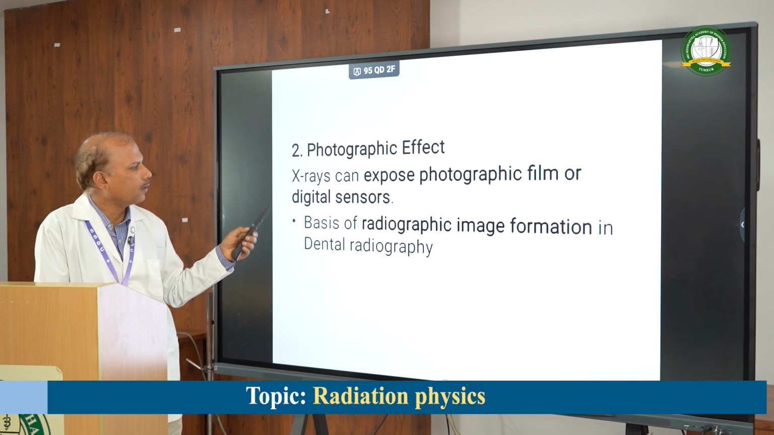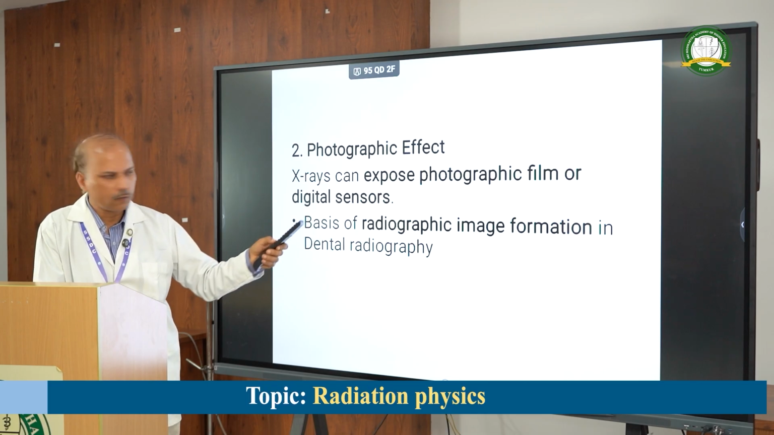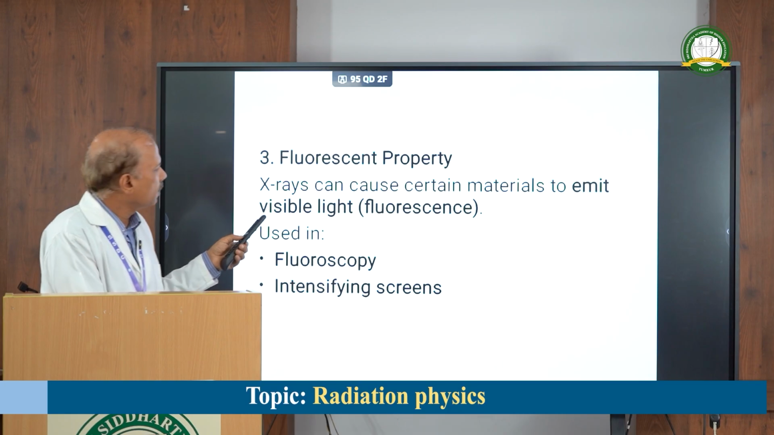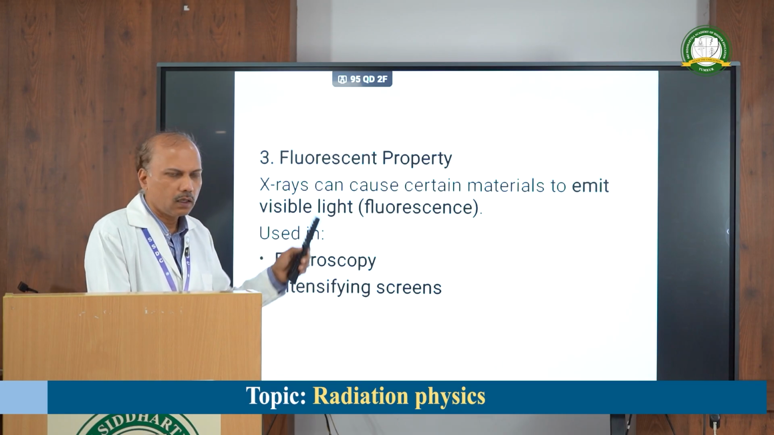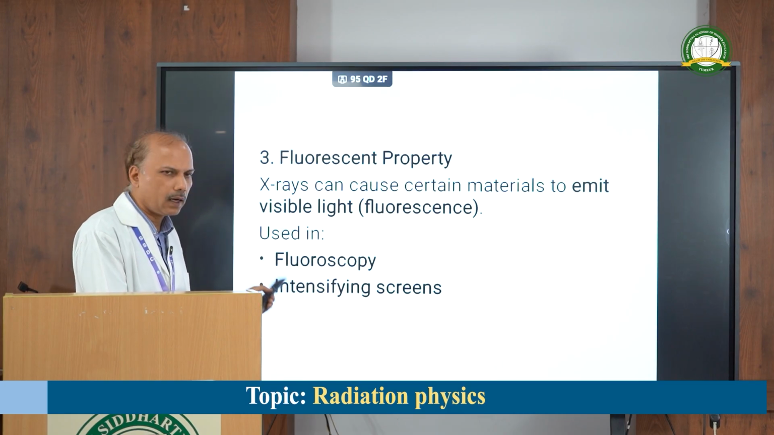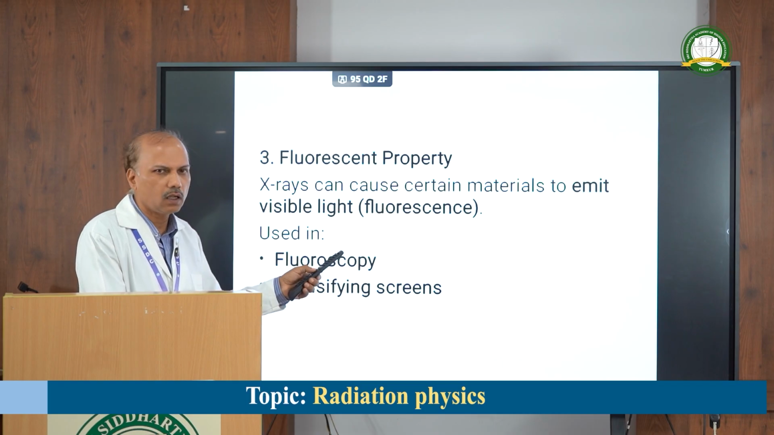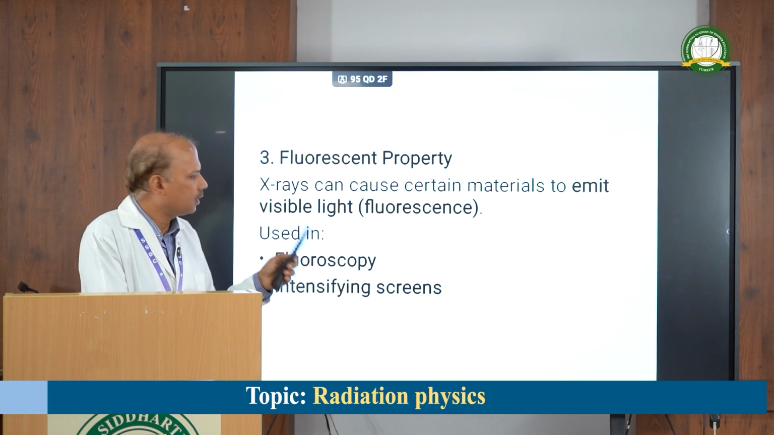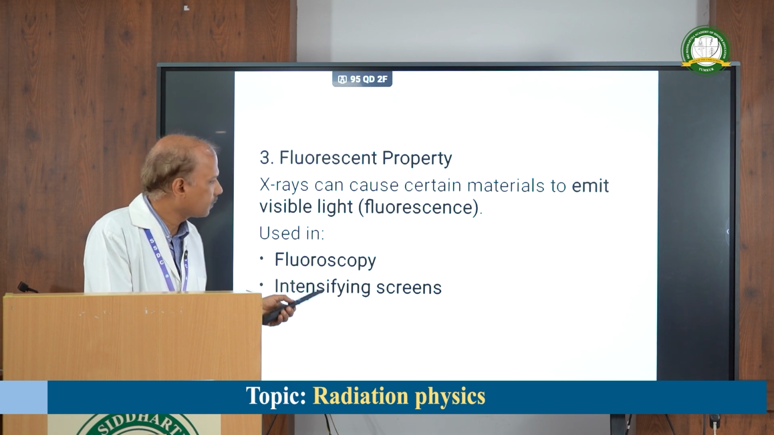This photographic effect is utilized in the developing of the X-ray films. The fluorescence property is utilized in fluoroscopy and intensifying screens. The intensifying screens are utilized in the extraoral radiograph in the form of cassettes as well as sensors.